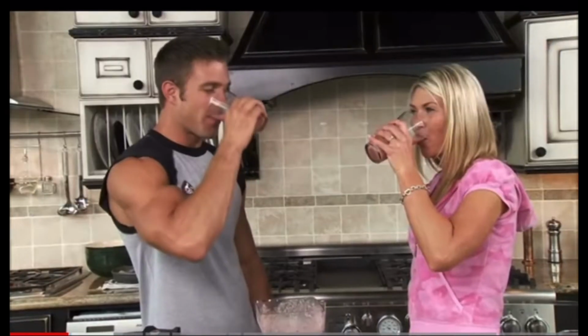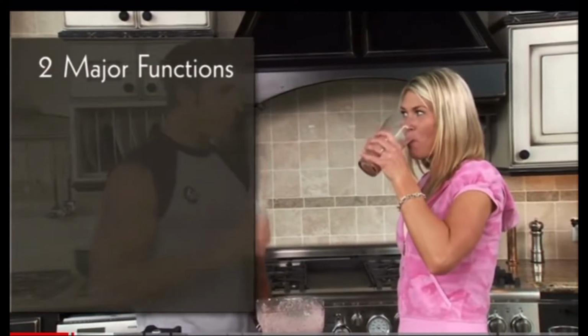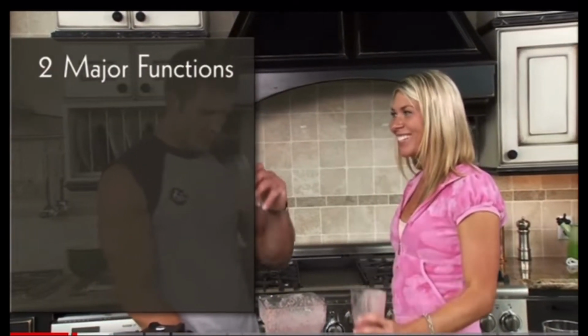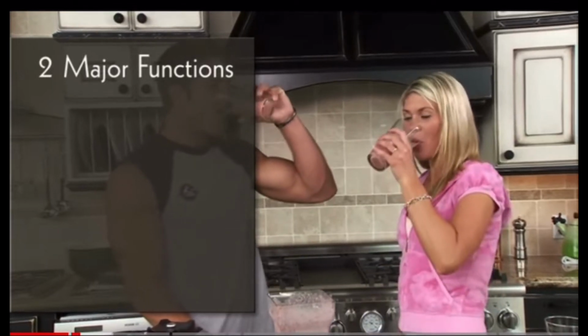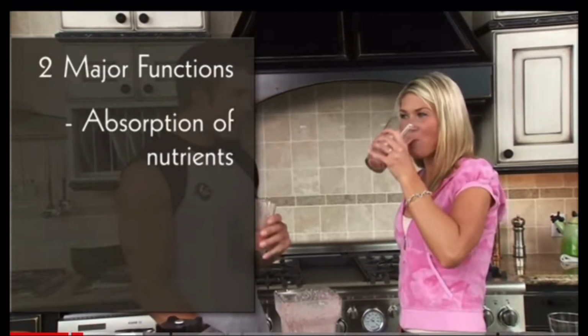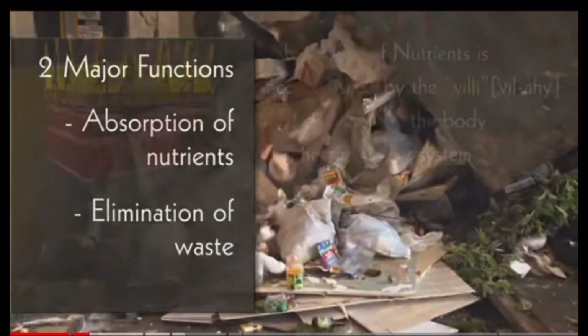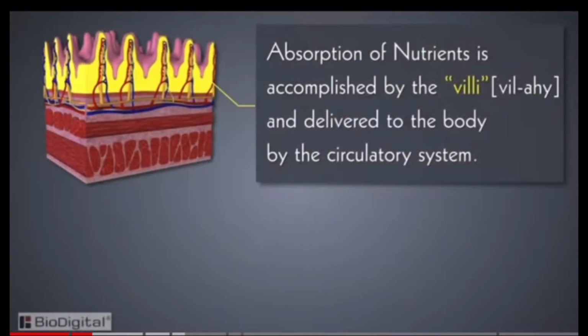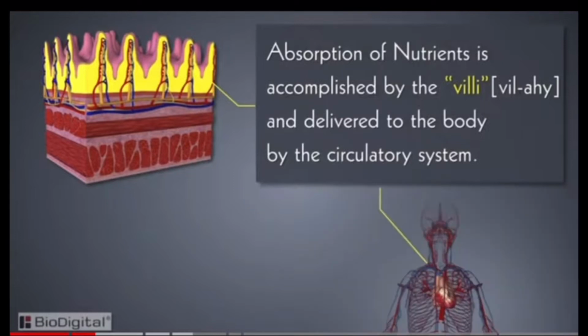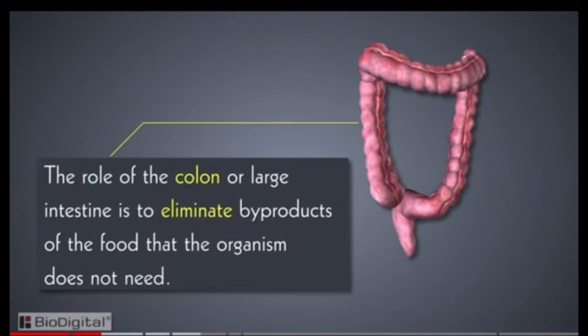The components of the digestive system are classified by two major functions. These functions are the absorption of nutrients and the elimination of waste. The absorption of nutrients is accomplished by the villi and delivered to the body by the circulatory system. The role of the colon, or large intestine, is to eliminate byproducts of the food that the organism does not need. This is known as waste.